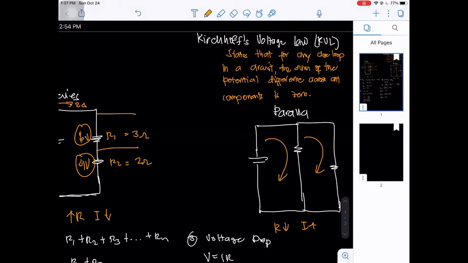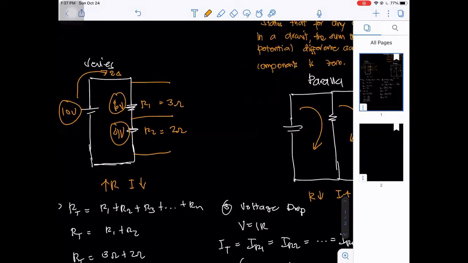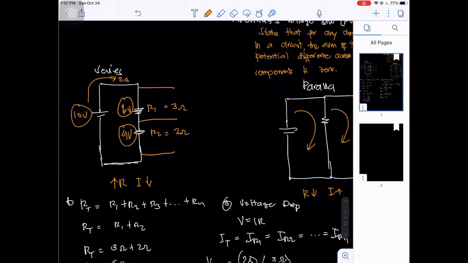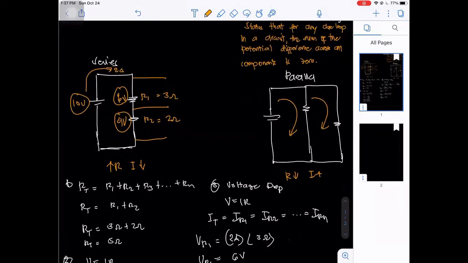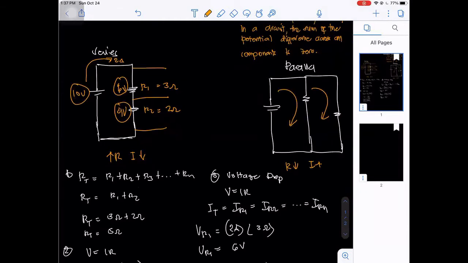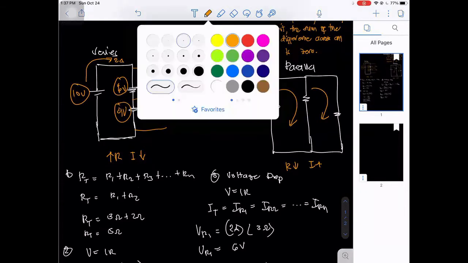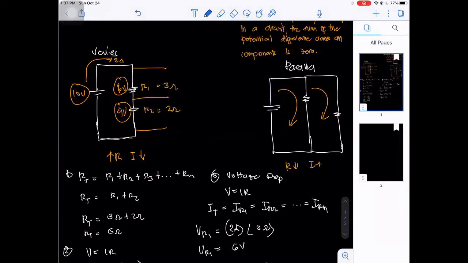As you can see, we have 6 volts voltage drop across R1 and also 4 volts across R2. So the positive terminal of the battery has greater potential than the negative terminal. So we have this point: this is 0 volts and this is 10 volts. And at this point, this is 4 volts.